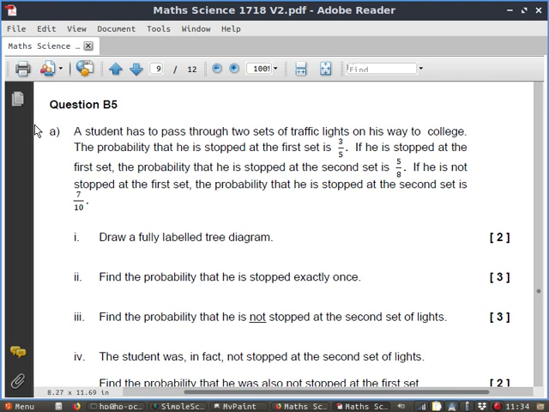Now, how are we doing? Nearly finished? Halfway. No, halfway. Okay.